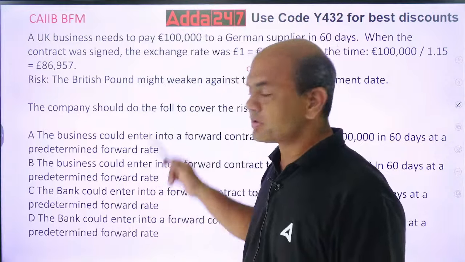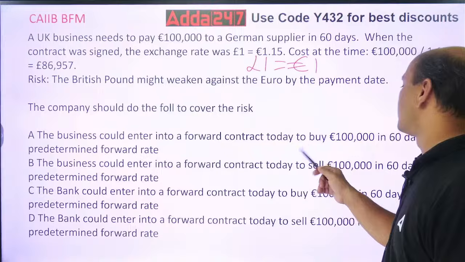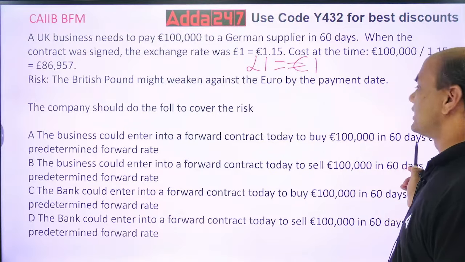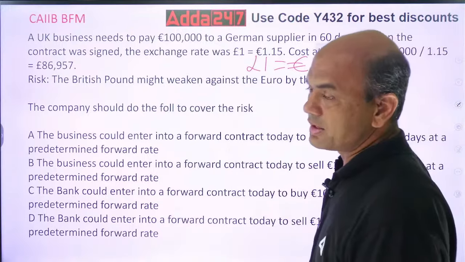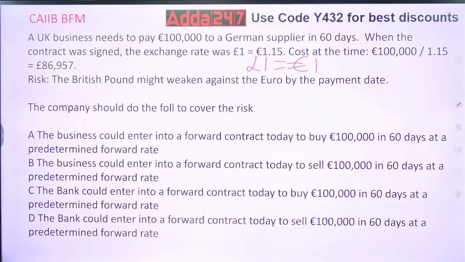So what should I do among these 4? A: The business should enter into a forward contract today to buy euro 1 lakh in 60 days at a predetermined forward rate. So I'll first decide right now only. I will buy the euro 1 lakh from you in 60 days. B: The business can enter into a forward contract to sell euro 1 lakh in 60 days at the predetermined forward rate.